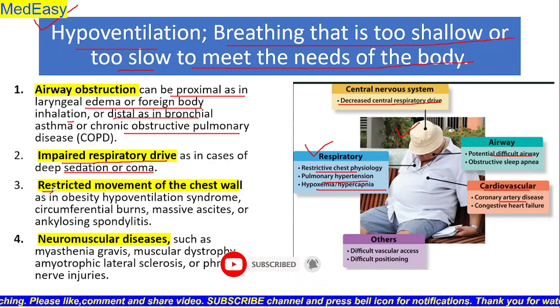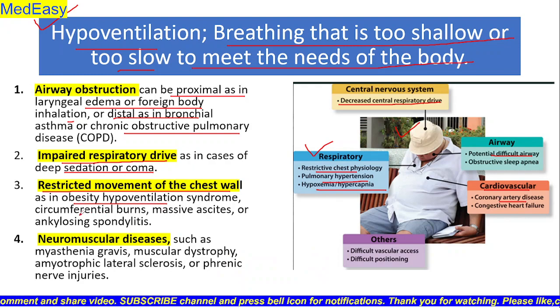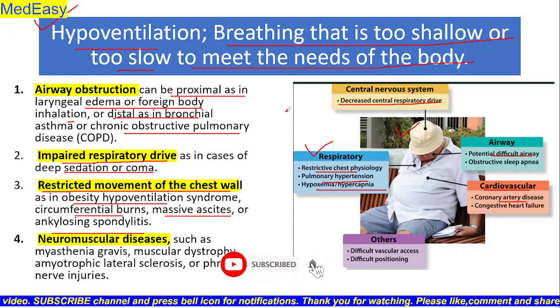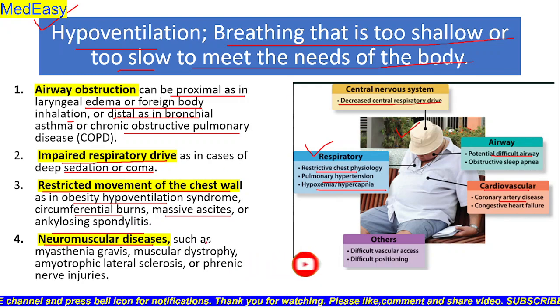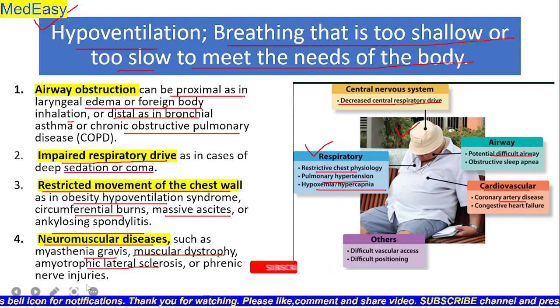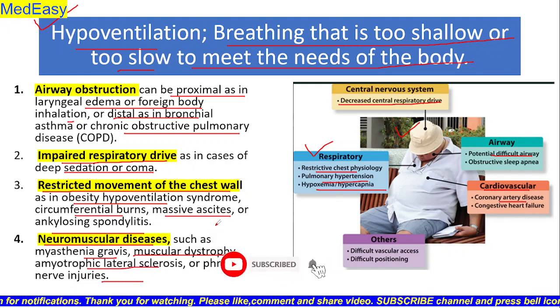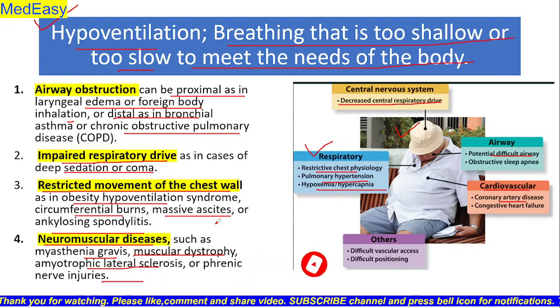If the patient has restricted movement of the chest wall, like in obesity hypoventilation syndrome, circumferential burn, massive ascites or ankylosing spondylitis, that will also cause hypoventilation. And we all know that in neuromuscular diseases like myasthenia gravis, muscular dystrophy, amyotrophic lateral sclerosis and phrenic nerve injury, the patient will not be able to take a proper breath, and this will cause hypoventilation.